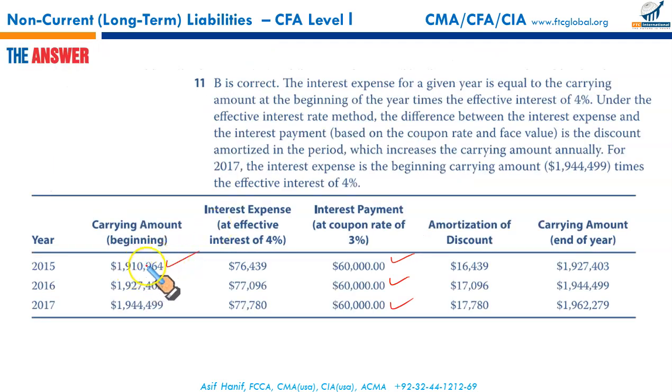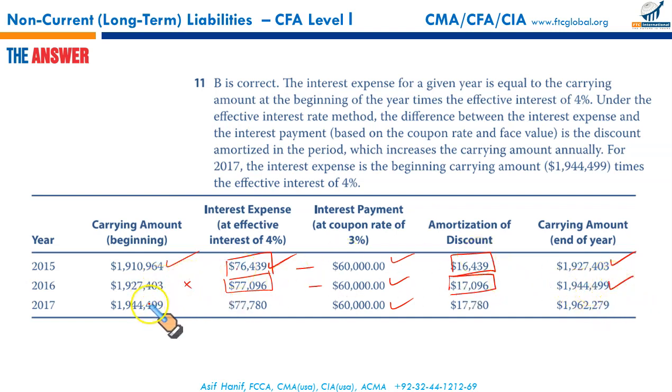So you will calculate 1,910,964 times 4%, this. This is the interest expense that goes to the income statement. The difference between what you paid versus what is charged as an expense gives you the amortization of discount. This amount will be added to 1.9 million. So the new balance will be 1,927. Next year, you multiply 4% with this new balance. This will be your interest expense that goes to the income statement. This is what you have paid. The difference between these two is the discount amortized in 2016. This amount will be added to the carrying value of the bond. The bond now jumps to 1.944 million.